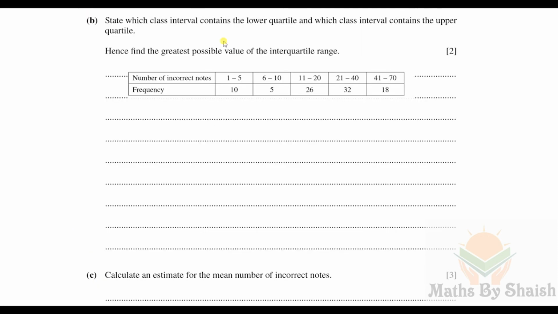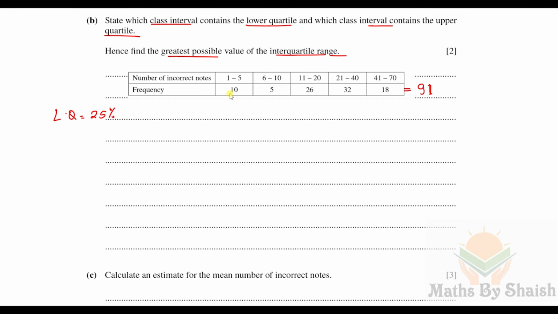Now here's the B part. State which class interval contains the lower quartile and which class interval contains the upper quartile, and hence find the greatest possible value of the interquartile range. So for the interquartile range, the lower quartile is going to be 25% of the total data. The total was 91, it was given in the question, otherwise we can also add them and get the value. So we'll find 25% of 91 and see where this value will lie. So it is 22.75.